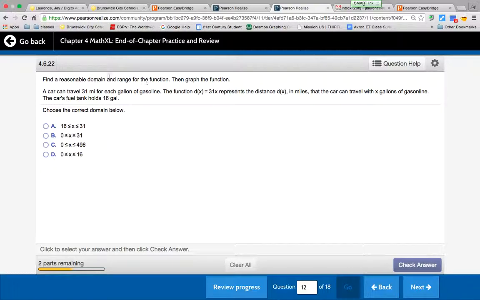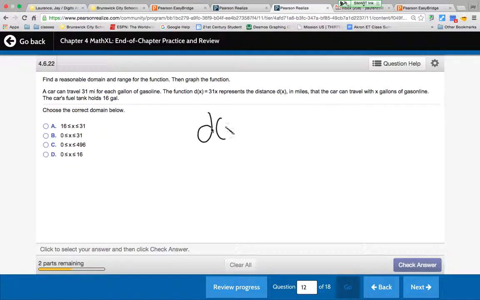All right, 12. A car can travel 31 miles for each gallon of gasoline. The function d of x equals 31x. So let me write that a little bit larger. D of x equals 31x. That represents the distance in miles, d of x, that the car can travel with x gallons of gasoline. The car's fuel tank holds 16 gallons.